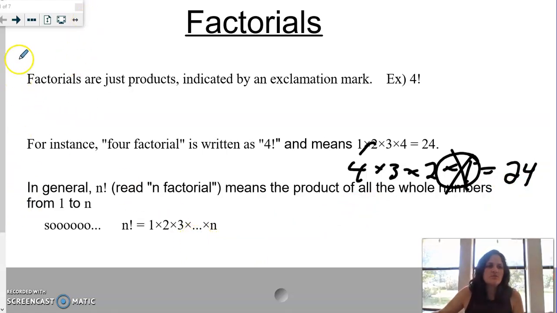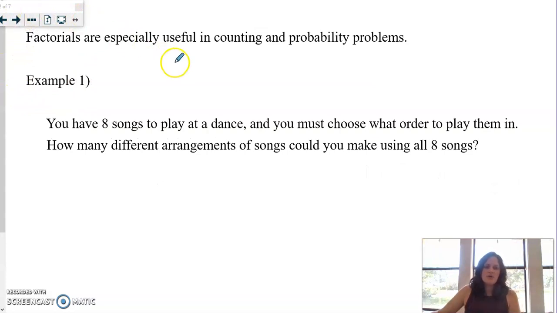All right, so let's do some examples and look at why this is useful in a counting situation. We've done some fundamental counting principle problems before. Here's an example where it might be useful to use the factorial symbol. We have 8 songs to play at a dance. We have to choose what order to play them in. How many different arrangements of songs could we make using all 8 songs?